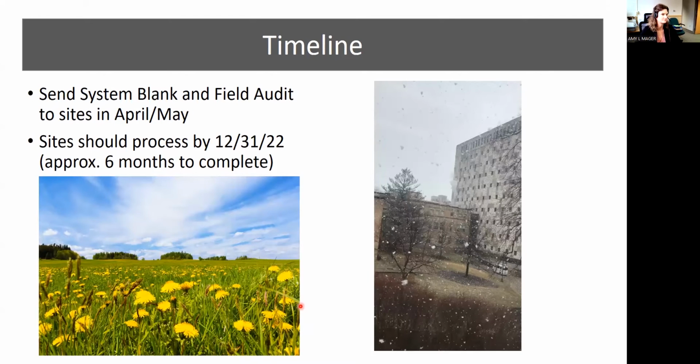Okay, timeline. We are hoping to send out the system blank and field audit reference solutions to sites in April or May. And we'd like sites who receive these to process them by the end of the year, so the end of 2022. You'll have approximately 6 months to complete it. For 2023, we'll be getting these out a little bit earlier in the year because we'll have this process in place, so you'll have a little more time in subsequent years.